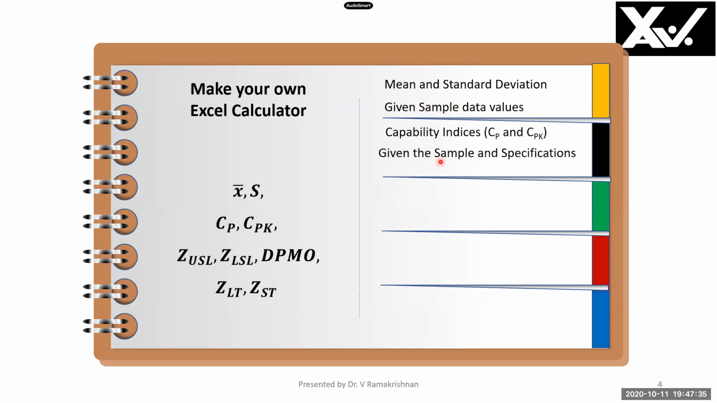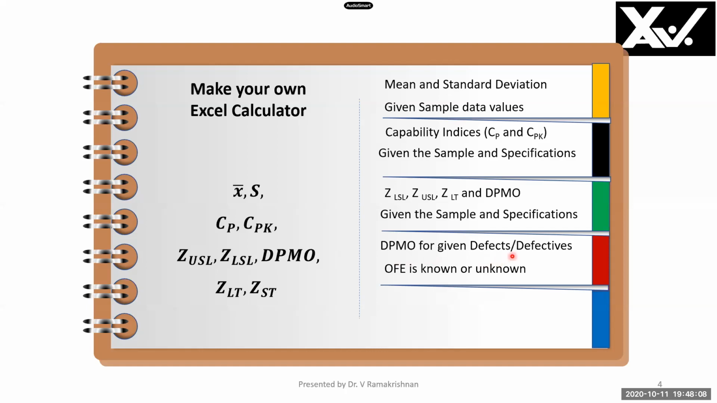In the second section, for the same data, for customer specifications USL and LSL, we can find the CP and CPK. And in the third section, for the same sample data and customer specifications, we can find ZLSL and ZUSL, which are to be used in the standard normal distribution curve to find the p-value, which when multiplied by 1 million will give you DPMO. And then from DPMO, I can find the long-term and short-term sigma levels. That is ZUSL, ZLSL, DPMO.